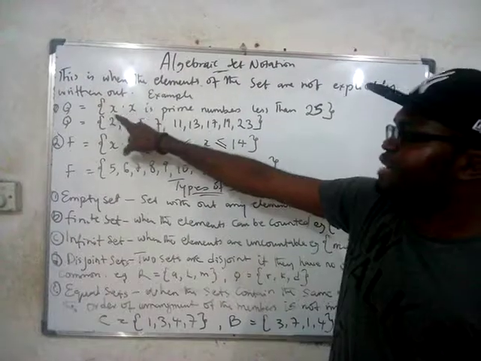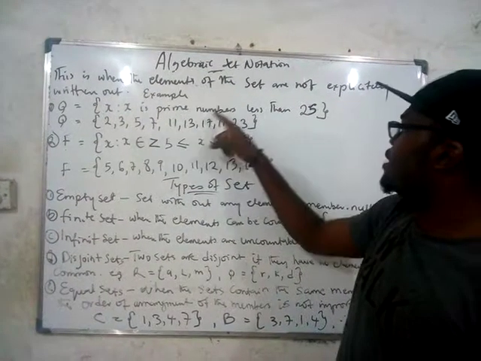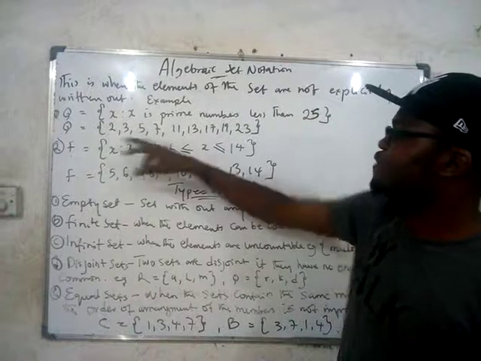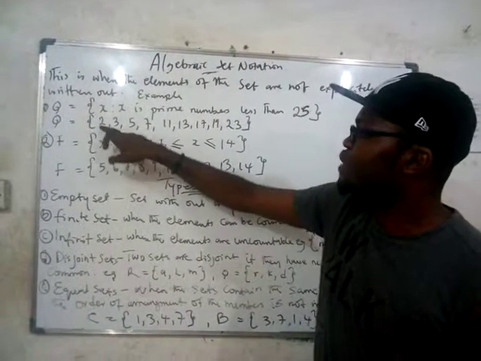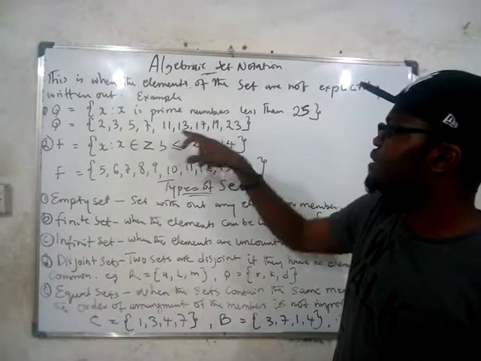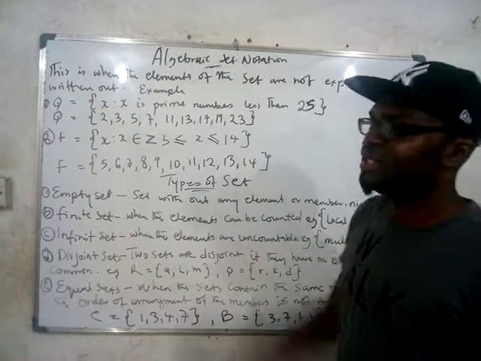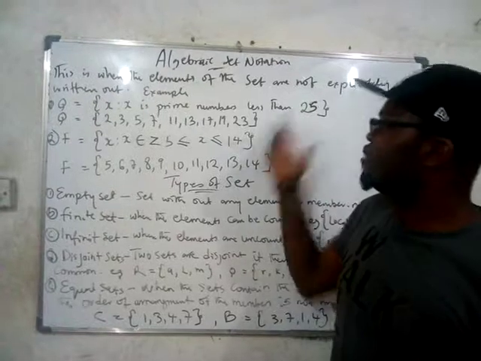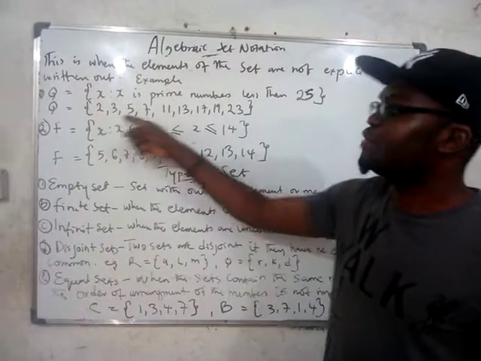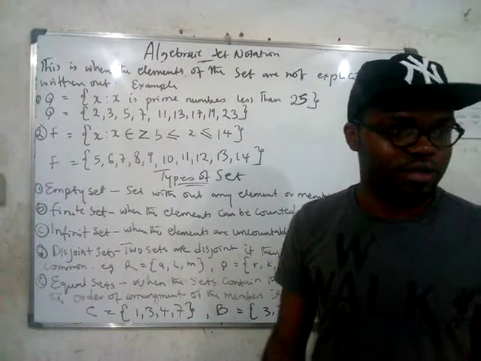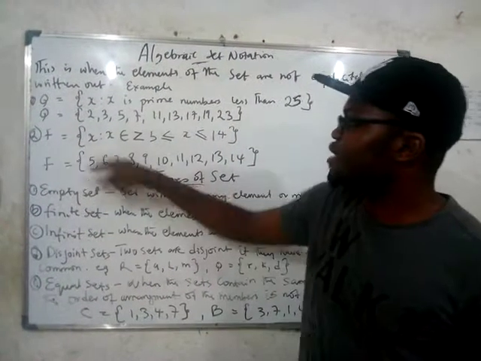Q is a set of X such that X is a prime number less than 25. And you can see that all the prime numbers that are less than 25 are 2, 3, 5, 7, 11, 13, 17, 19, 23. So in subsequent classes, I will be giving you assignments. I will write in algebraic set notation, and I will require you to write it in the explicit form. You understand?